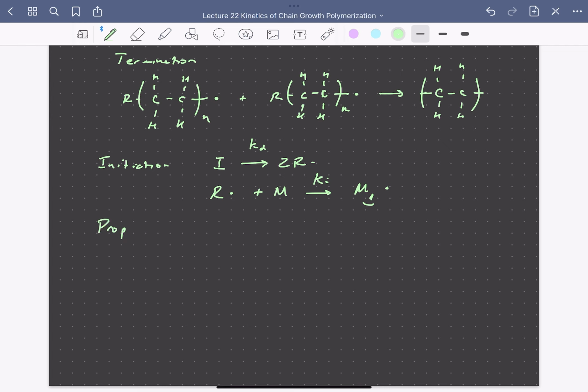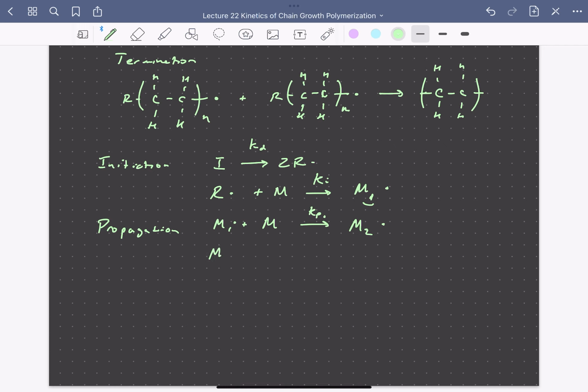Following initiation, we can have propagation steps. And so we'll write M1 dot. This radical species is able to react with a monomer with some propagation rate constant, which we'll call kp1, for a growing polymer of length 1. And so this will be addition of that monomer. So now we'll form a radical species M2 dot.